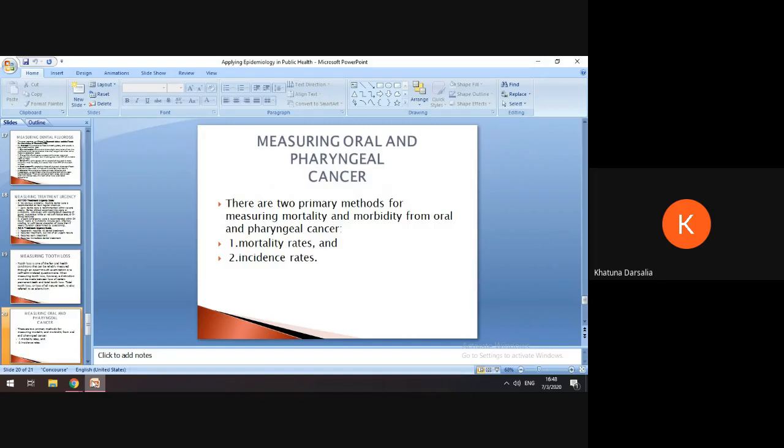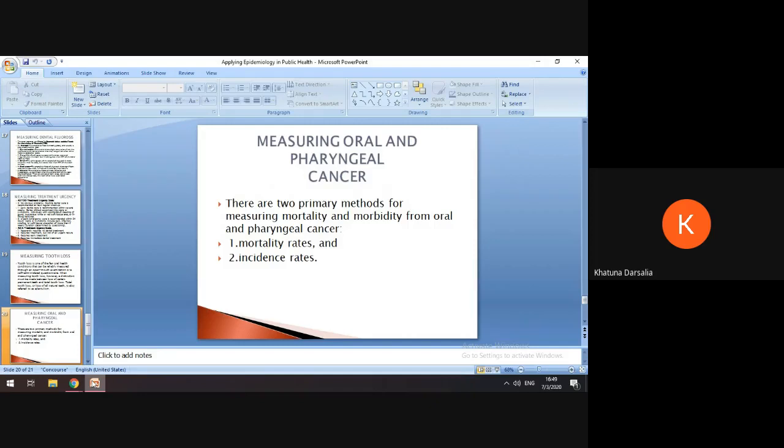There are two primary methods for measuring mortality and morbidity from oral and pharyngeal cancer: mortality rates and incidence rates. Mortality rates from cancers of the oral cavity and pharynx are generated by the CDC's National Center for Health Statistics, which obtains data from death certificates collected through the nationwide vital statistics system. Mortality data, together with other vital statistics data, can be obtained from the NCHS website.